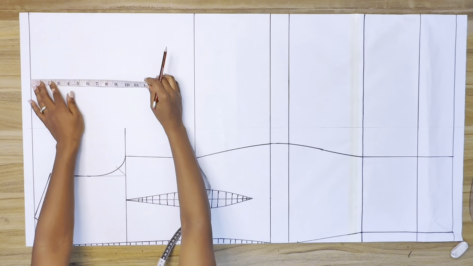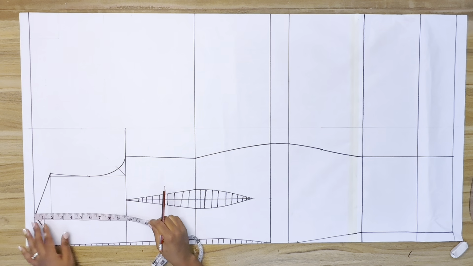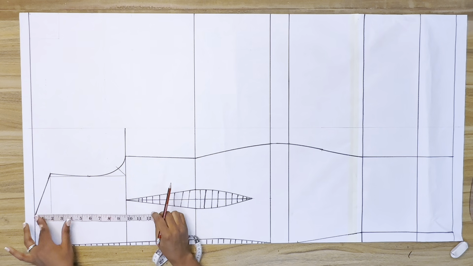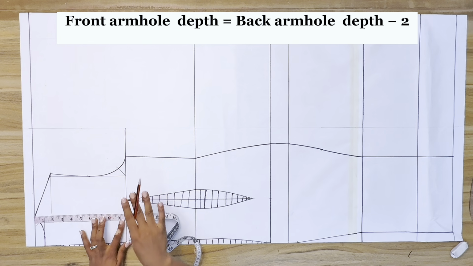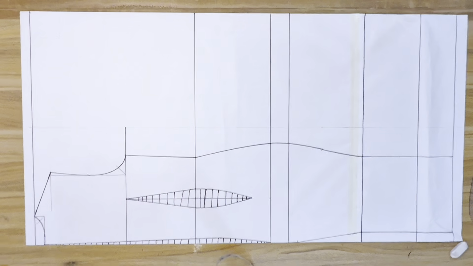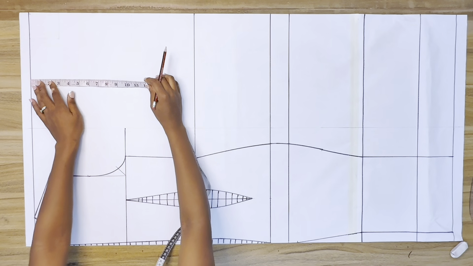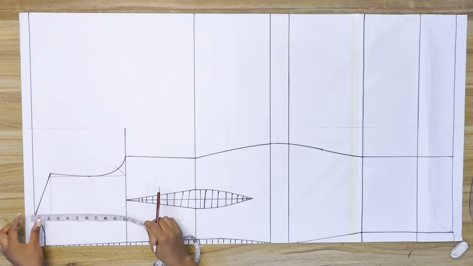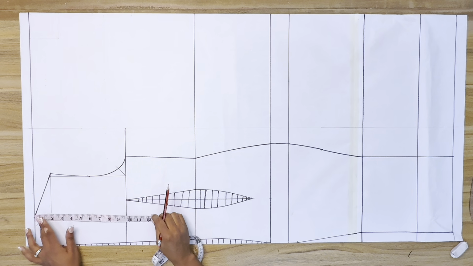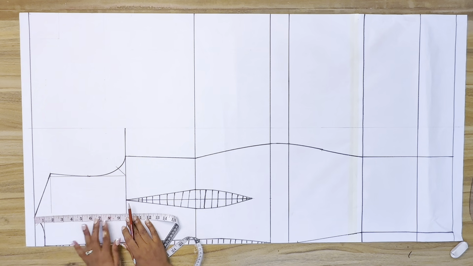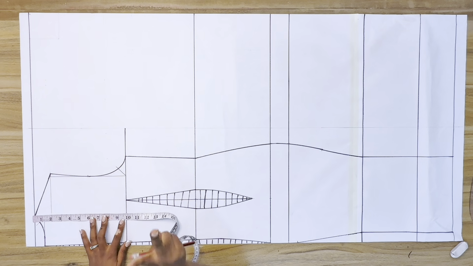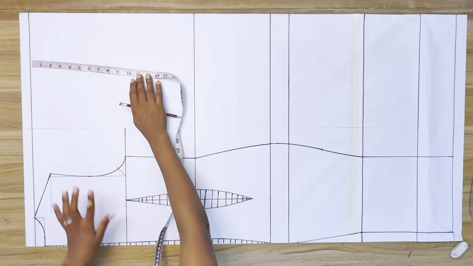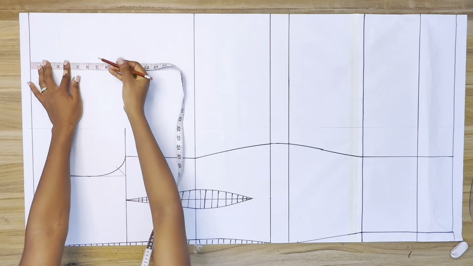Now take the measurement from the back neck point to the back bust line. Whatever that gives you, subtract 2 inches. So mine gave me 7 5/8 inches. Now from experience, I would advise that this measurement should not be less than 7.5 inches, irrespective of the size, okay? It could be more, but it should never be less, okay? So now from the top line, I'm going to mark my front armhole depth, which is 7 5/8 inches.